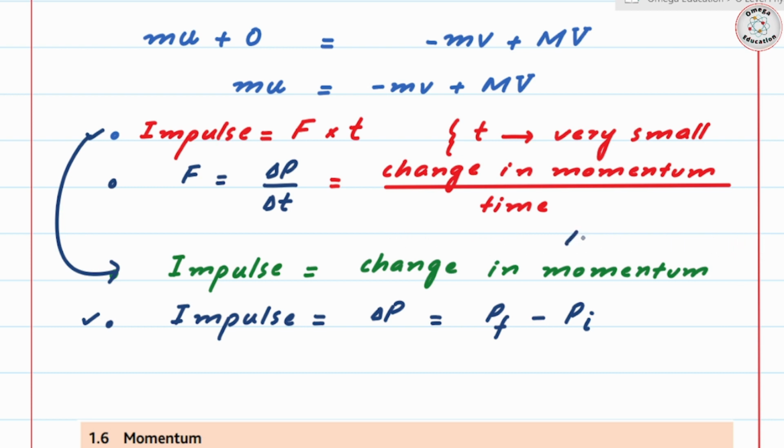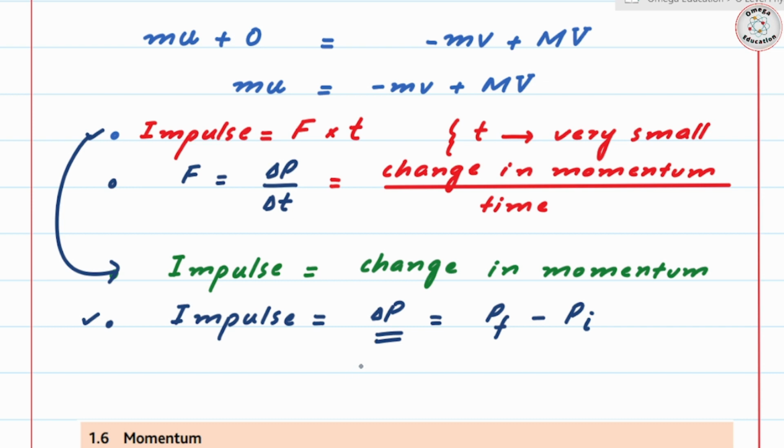So with the impulse, we don't write the negative sign. We just see the change. Even if it's from higher value to a lower value or lower value to a higher value, we just see whatever the change is. We subtract the lower value from the higher value. So the change in momentum can also be written as delta P.